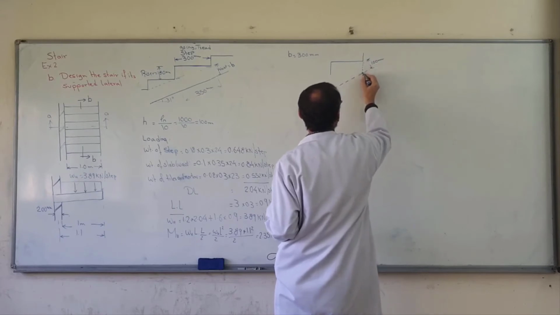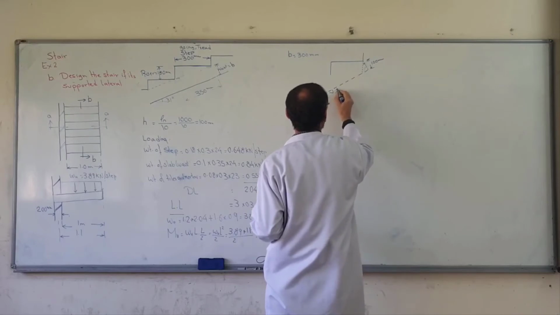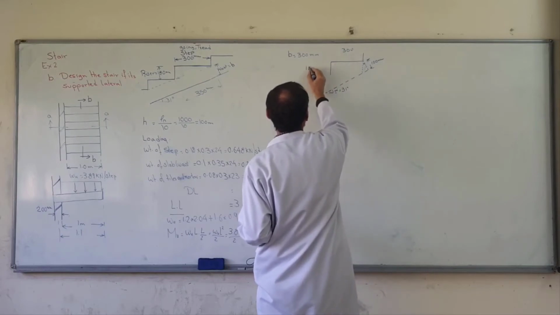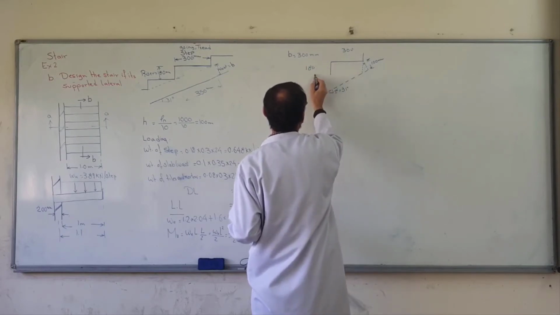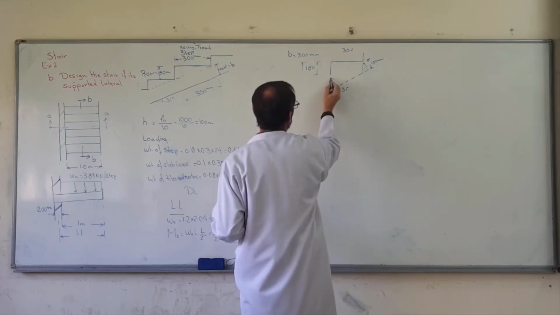This distance is 100 millimeters. This is alpha. Alpha is equal to 31 degree. Depend on 300 or 180. Now it's required to find this distance also from here to here.